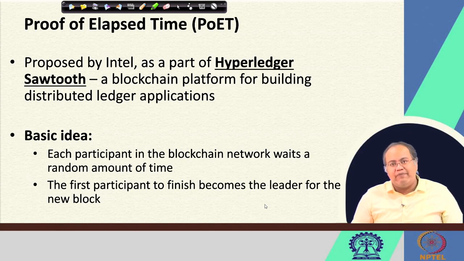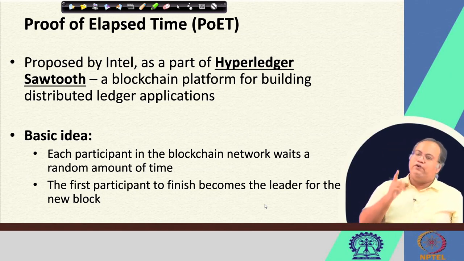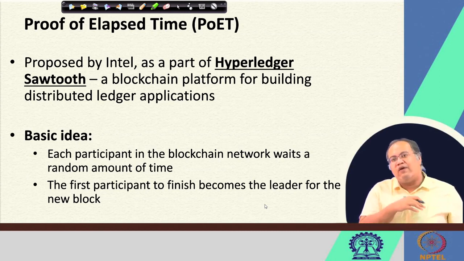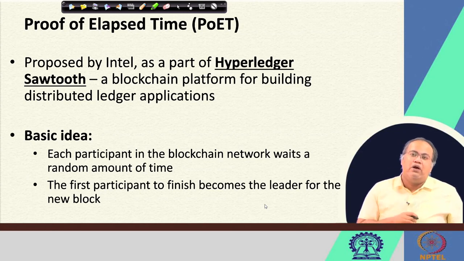So the basic idea behind proof of elapsed time is that each participant in the blockchain network waits for a random amount of time. If you just try to remember the idea behind proof of work, the challenge which was there, that means finding out the nonce. So, the idea is that everyone would try for a random amount of time, and the person who has been able to find a solution, that person becomes the leader.